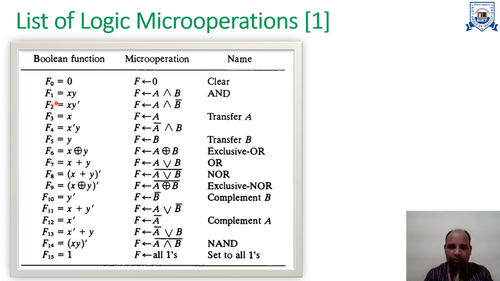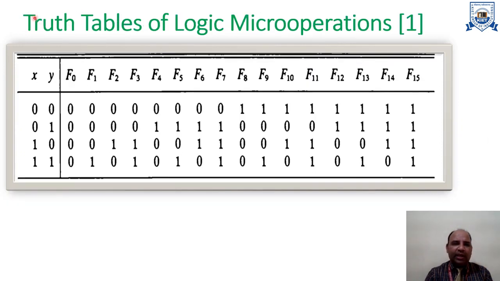The second micro operation is a logical AND operation. As you can see, F1 is XY. Similarly, the transfer A. Similarly, F6 represents what we just understood in the previous slide: X XOR Y, that is exclusive OR, and then NOR, then complement B, then complement A, then NAND, and set to all ones. This is the list showing the different logic micro operations. Now we move on to the next slide.